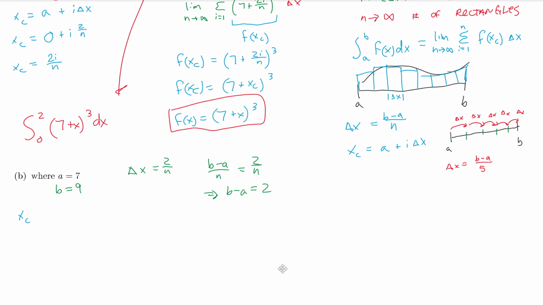Okay, now we can calculate that x sub i is equal to 7 plus 2i over n, because we have a plus i delta x. Our a in this case is 7, and our delta x is 2 over n. So if we have 7 plus i times 2 over n, we get 7 plus 2i over n. Okay, so we know that f of x sub i is equal to (7 plus 2i over n) cubed.